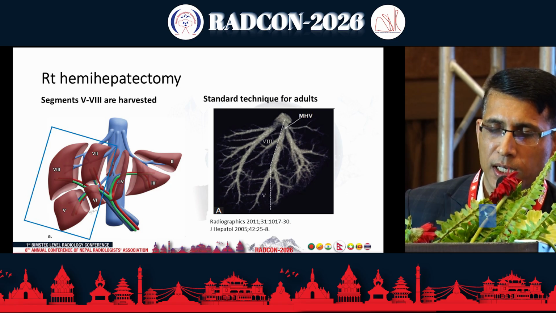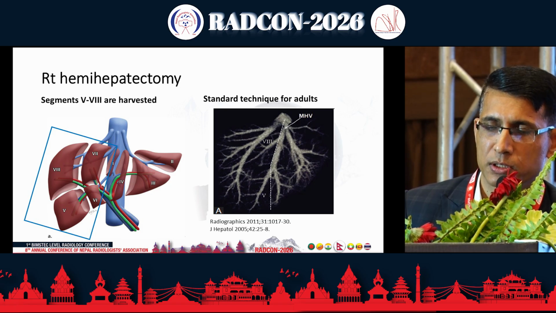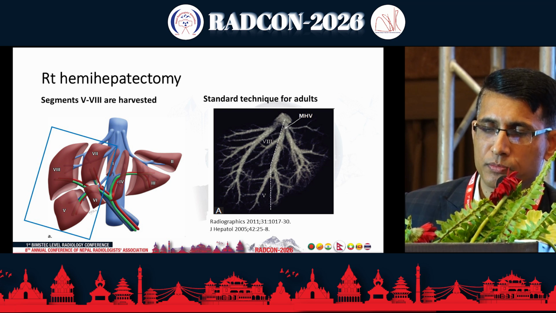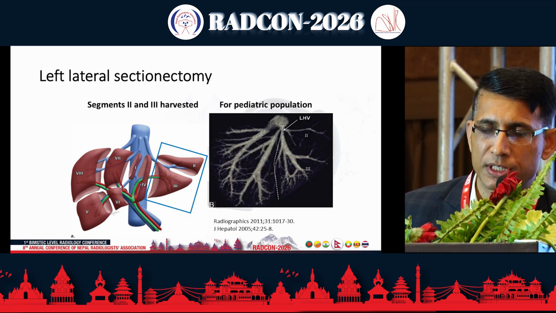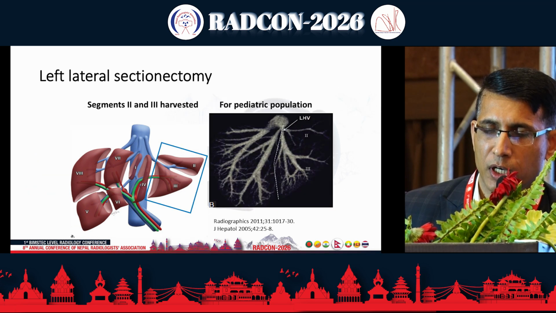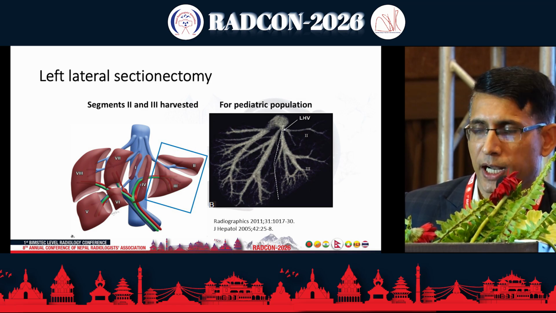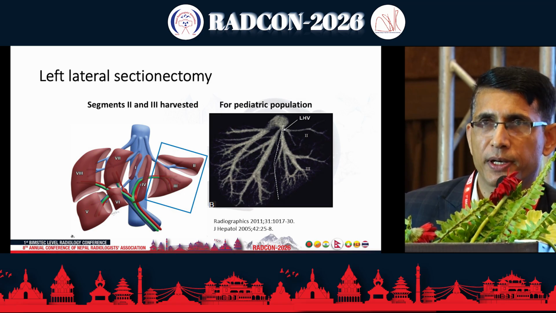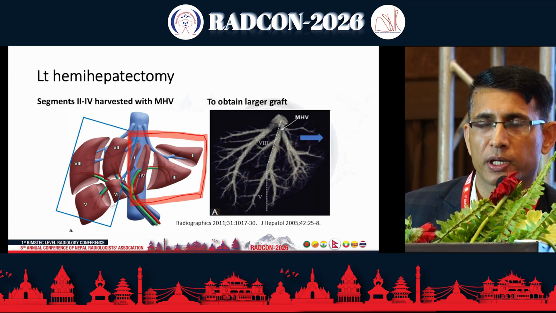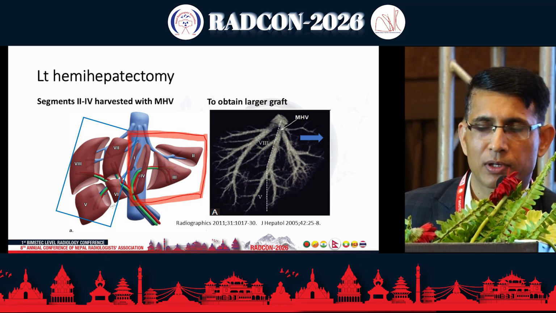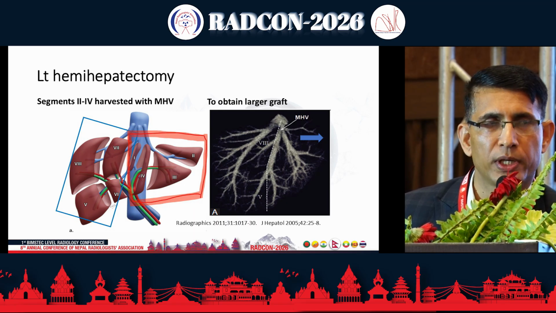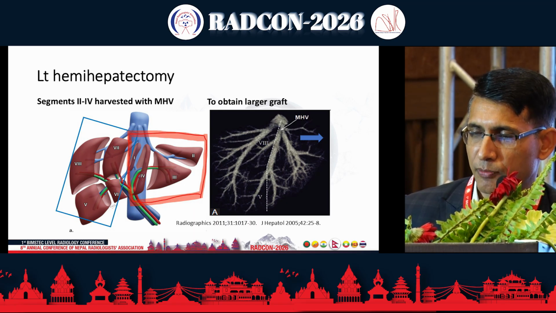This is the standard right hepatectomy, which means the right lobe of the liver is donated. That is, segments 5 to 8 are donated, and this is the standard liver transplant technique in adults. In pediatric cases, because they need a small graft, we use the left lateral segments, segments 2 and 3.